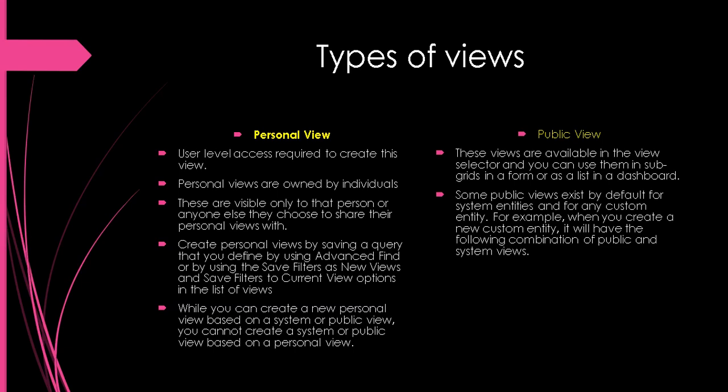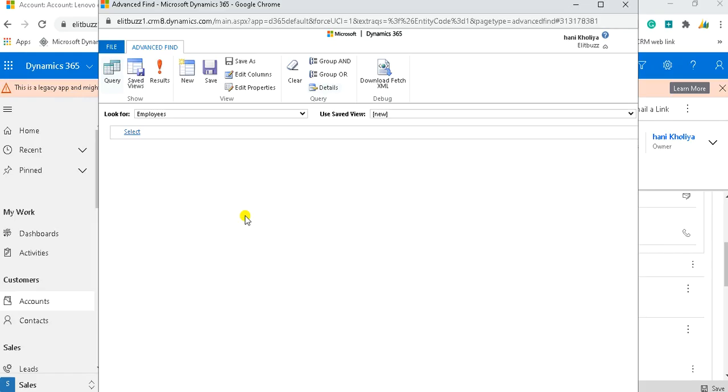Create personal views by saving a query that you define by using advanced find, or by using the Save Filters as New View and Save Filters to Current View options in the list. While you can create a new personal view based on a system or public view, you cannot create a system or public view based on a personal view. So I'll show you how I can create a personal view for myself. First I'm trying to create it through advanced find.